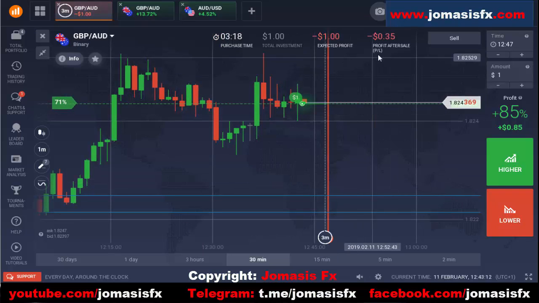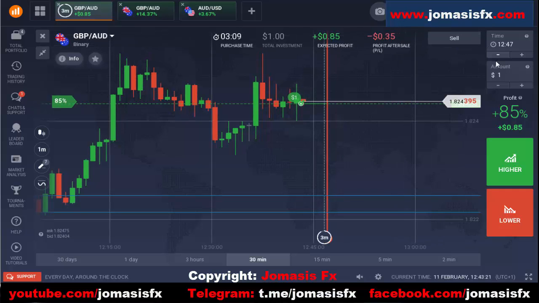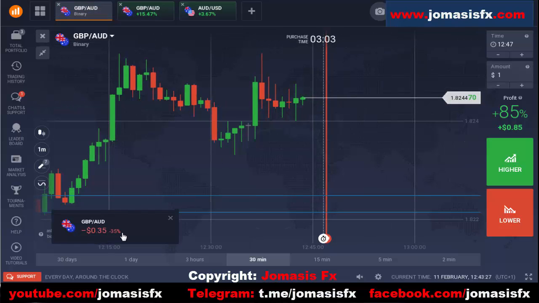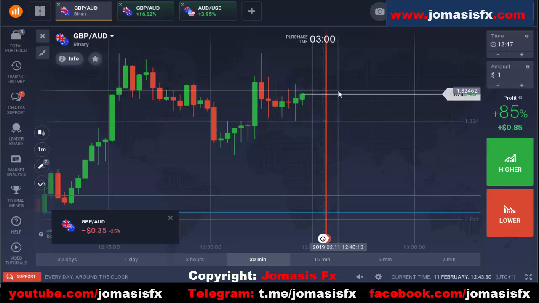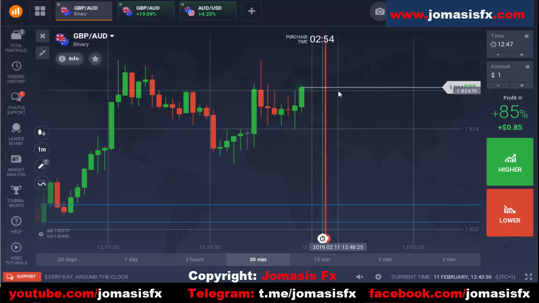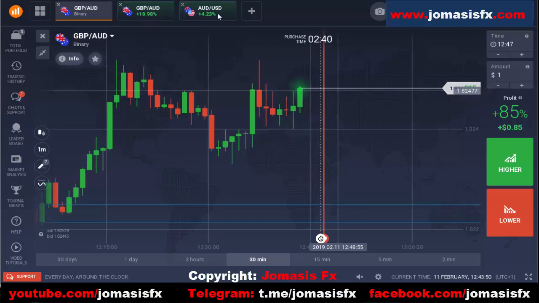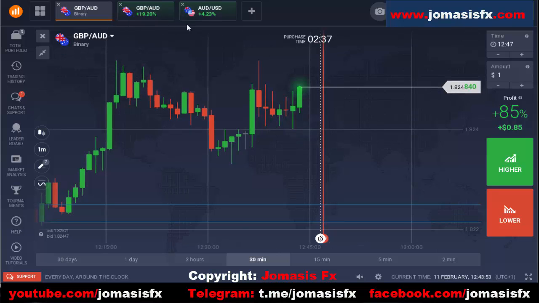Now, this is profit after sale. Let's assume you place a trade, maybe it was the wrong one, and you want to close it before you lose all the money. You can sell it here. If I sell it now, I will lose 0.35. The same thing goes if you are making profit and you think the trend might reverse against you. You can sell the position and take your profit, though it won't be as big as it would have been if you waited for the expiration time, but it depends on how you want to go about it. That is all about that one.